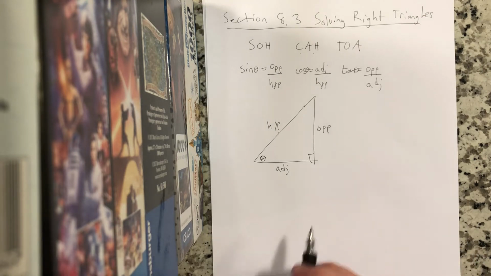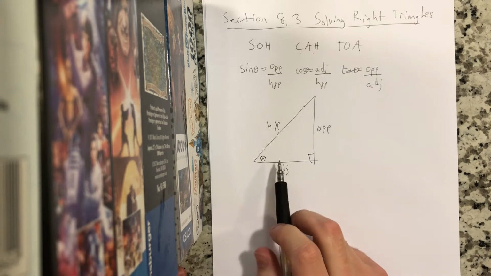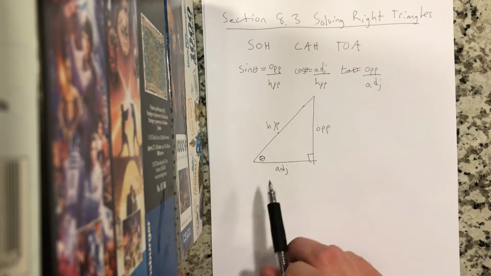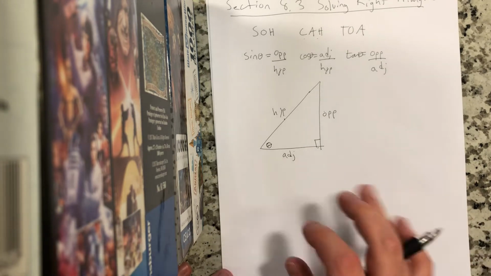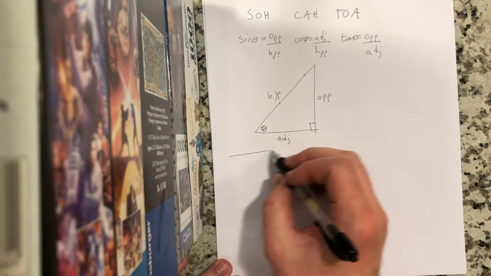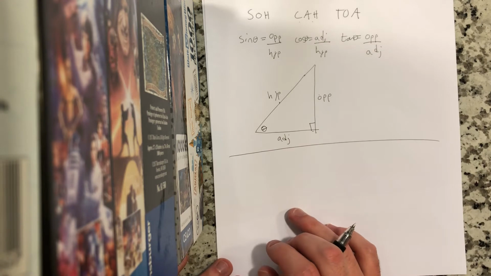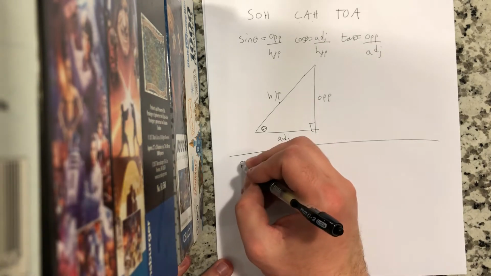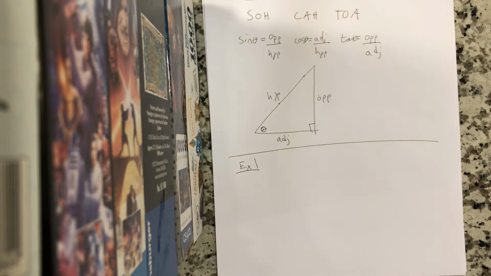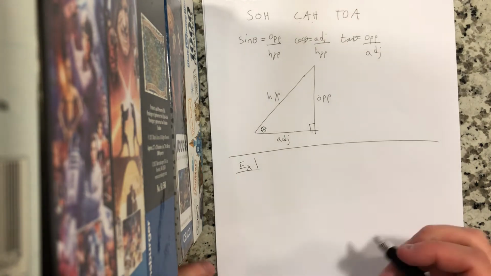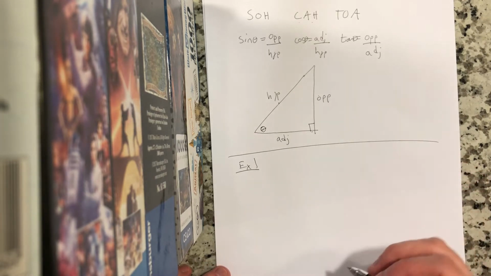So what we're going to do today is talk a little bit about not just finding the side lengths of a right triangle, but also how to find the angles of a right triangle. So that's going to be pretty exciting. The first thing we're going to do is example 1, where we'll talk about specifically how to determine which angle we're talking about in a triangle given one of the trig functions.